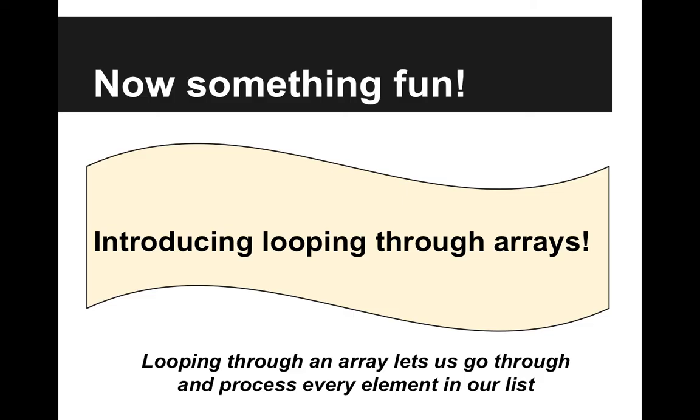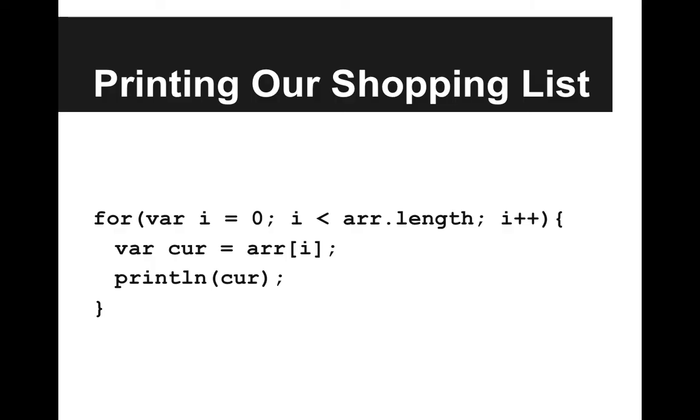So now something fun. We're introducing looping through arrays. Looping through an array lets us go through and process every element in our list. So how do we print our shopping list? Well, we use our handy for loop. Say for var i is 0, i is less than arr.length, i++, we'll get the current element at position i, and then we'll print it out.